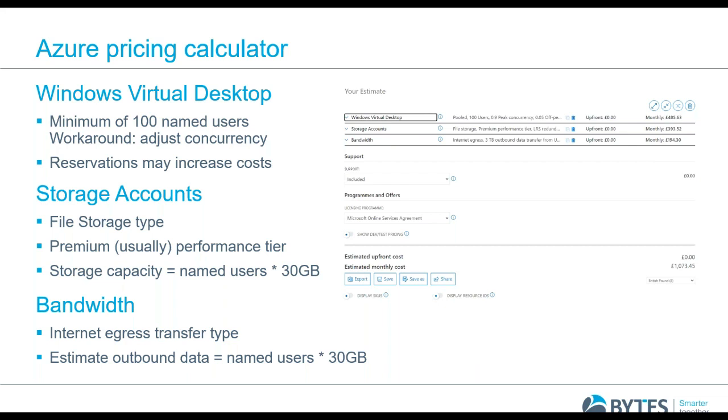If you need to add file storage, you can find that under the storage account, and we'd again recommend usually anything over 5 users premium storage. And again, going back to the storage being the number of named users times 30. So if you know you're going to be doing 50 users, you're going to times it by 30, and you're going to get 1.5 terabytes of usage.